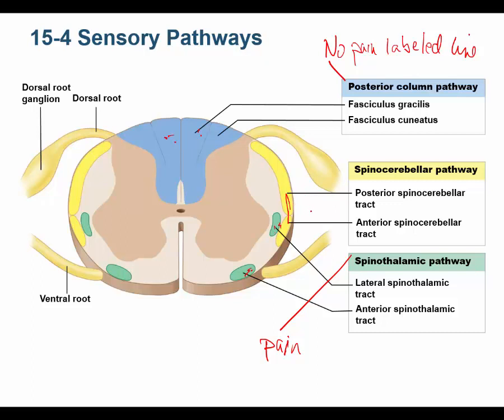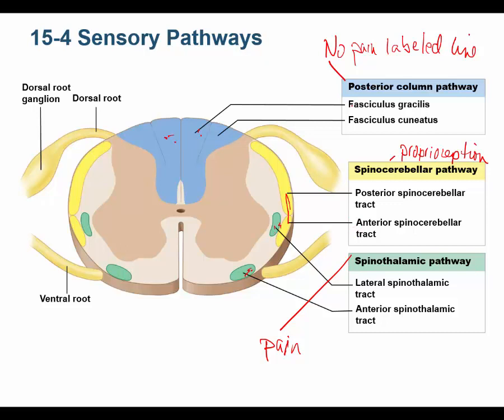The spinocerebellar pathway carries a lot of proprioception. Now, I'm not saying that the other ones don't carry any, but this one carries a lot of proprioception because your cerebellum needs to know where all parts of your body are at all times. That's how your cerebellum executes its comparator function. So that's proprioception.